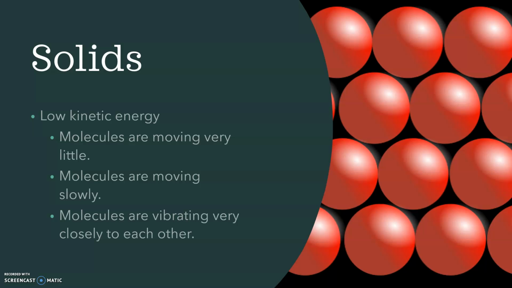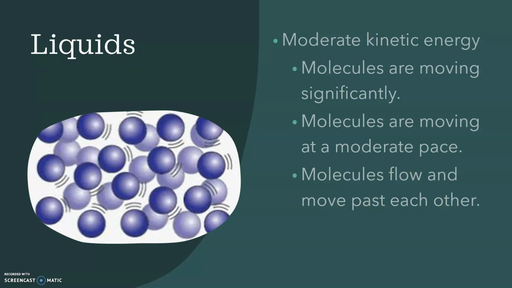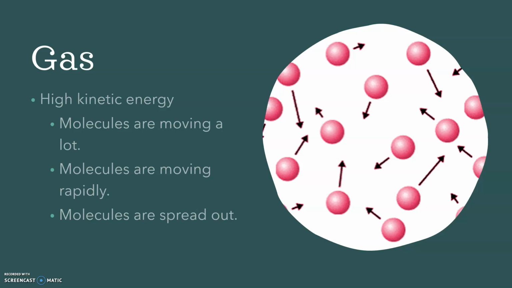Solids have a low kinetic energy. The molecules are moving very slowly and very little. They are vibrating very closely to each other. Liquids have moderate kinetic energy. The molecules are moving significantly and gliding past each other. Gases have a high kinetic energy. Molecules are moving rapidly and are spread out.